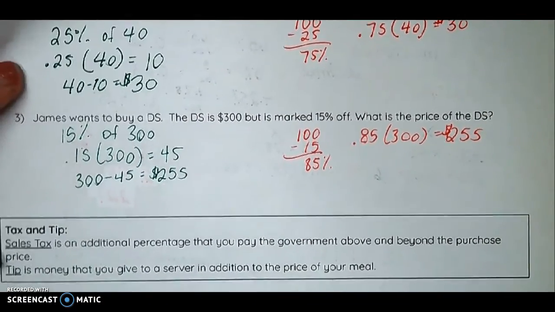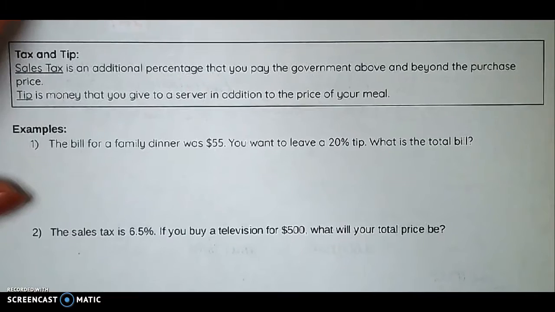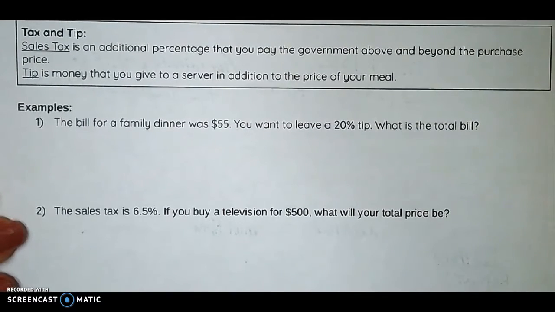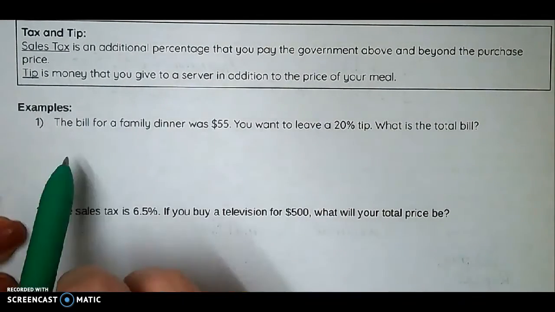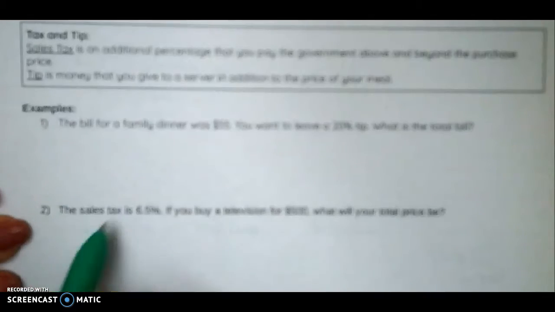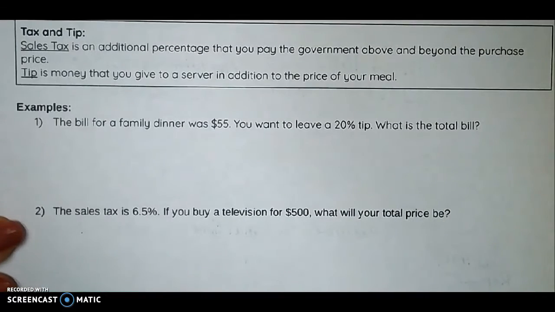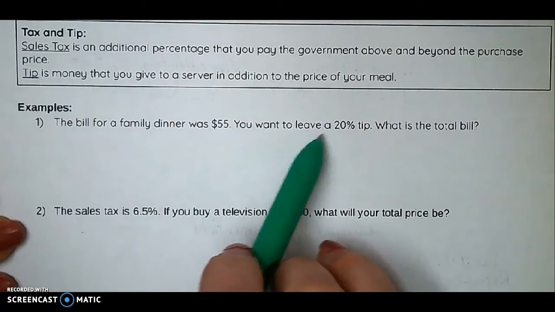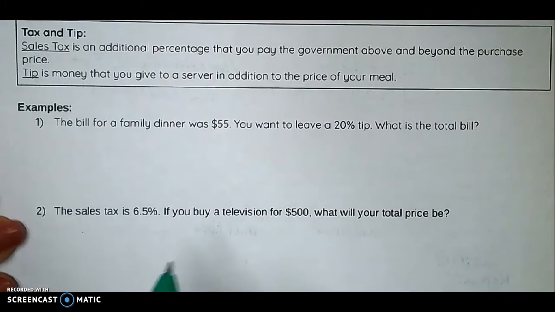So with discounts, we subtract. With taxes and tips, we are going to add on because there's something we have to pay in addition to what we are already paying. So sales tax, for instance, and tips are going to be down here. We're going to add them on. So it says the bill for a family dinner is $55. You want to leave a 20% tip. What was the total bill?